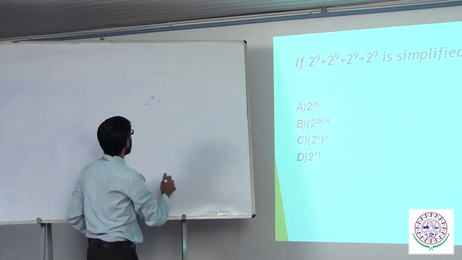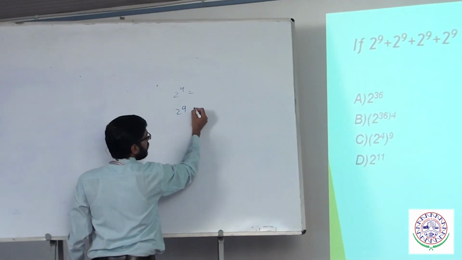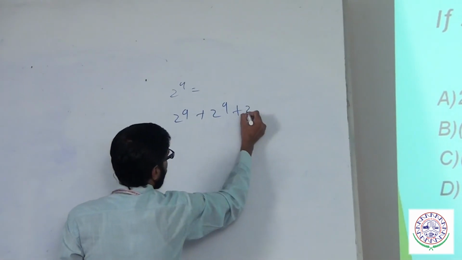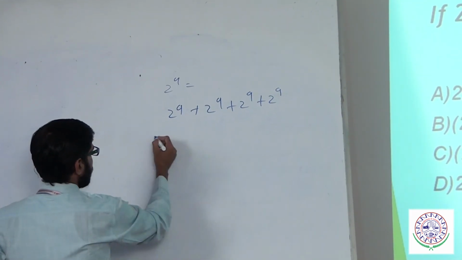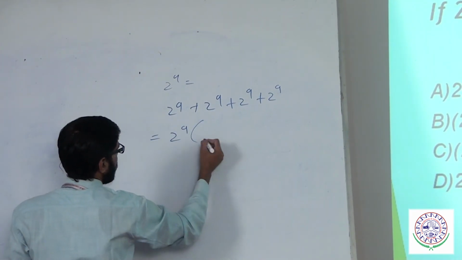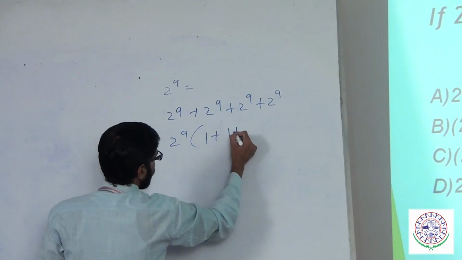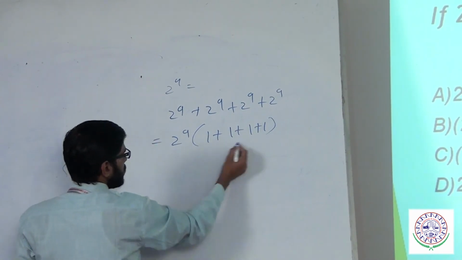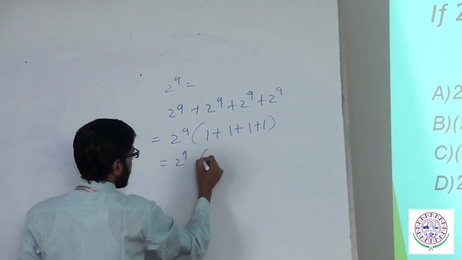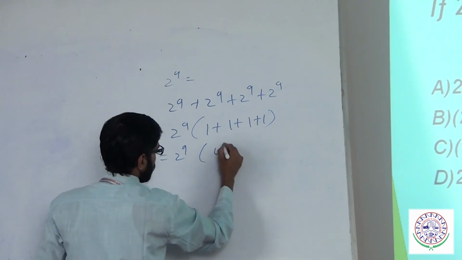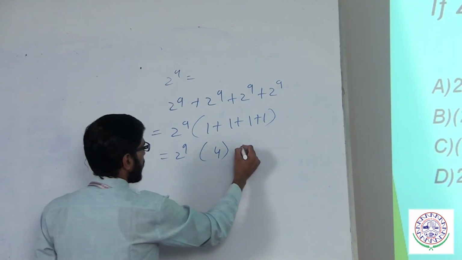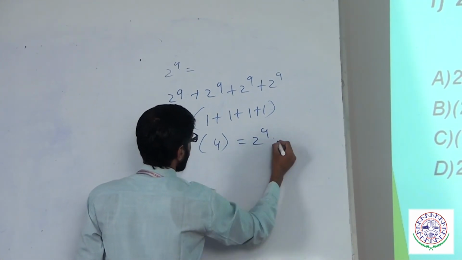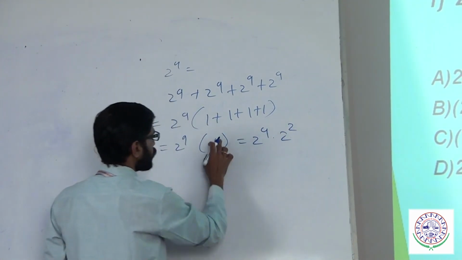So if you take this 2 raised to 9 plus 2 raised to 9 plus 2 raised to 9 plus 2 raised to 9, and take 2 raised to 9 common, it is very simple. This will be 1 plus 1 plus 1 plus 1, so it will be 2 raised to 9 into 4. Now try to write 4 in terms of 2 raised to 2 form. So you can get it as 2 raised to 9 dot 2 raised to 2. So 2 raised to 2 is 4.